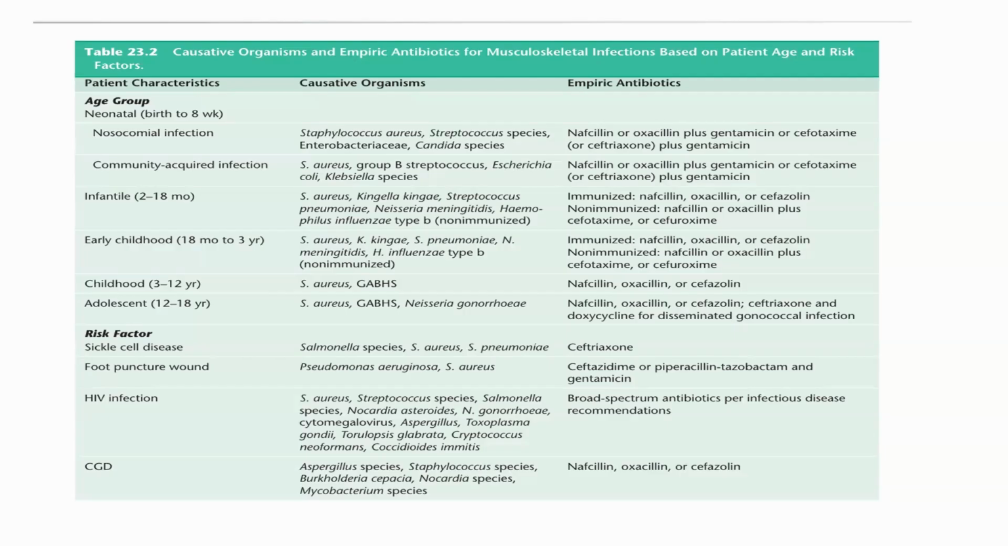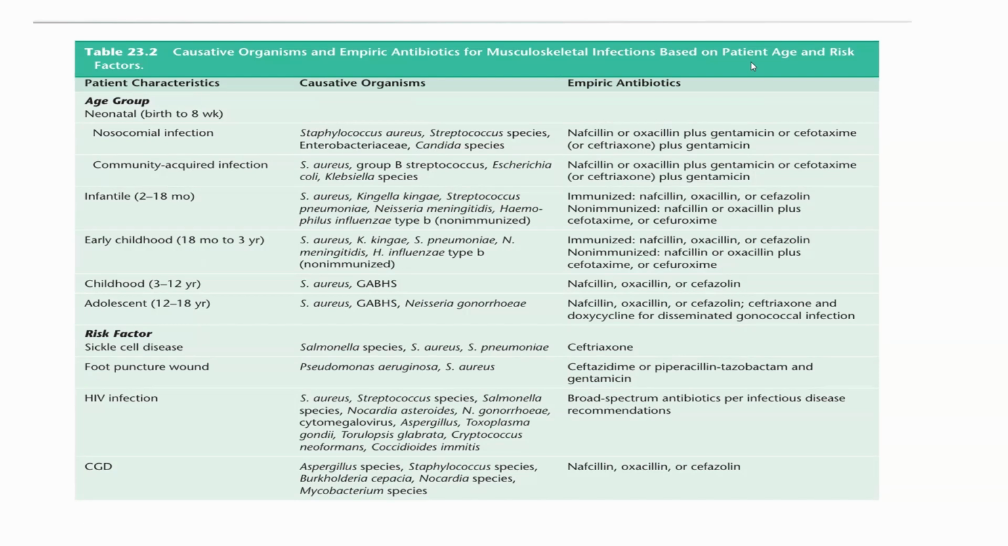The causative organisms, according to the age group, include Staphylococcus aureus being the most common. In neonates, apart from Staphylococcus aureus, the nosocomial infections are caused by Streptococcus species, Candida, and Enterobacteriaceae. The community-acquired infections are caused by Staphylococcus aureus, followed by group B Streptococcus, E. coli, and Klebsiella.